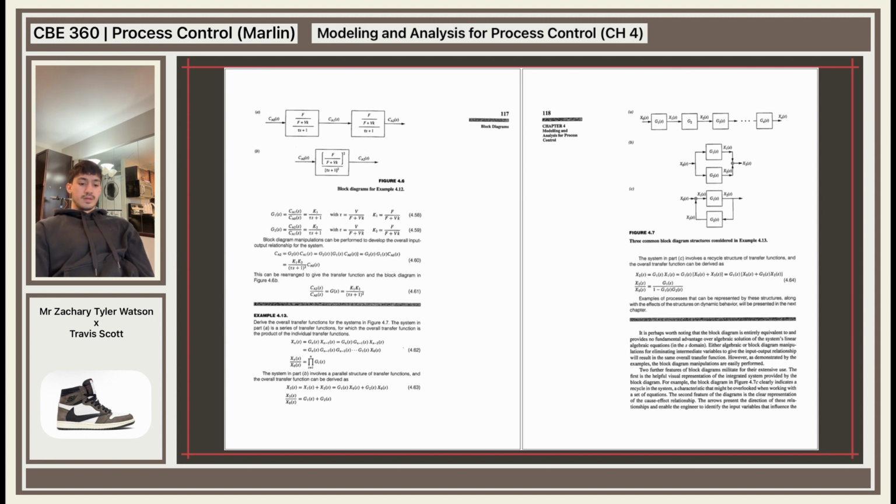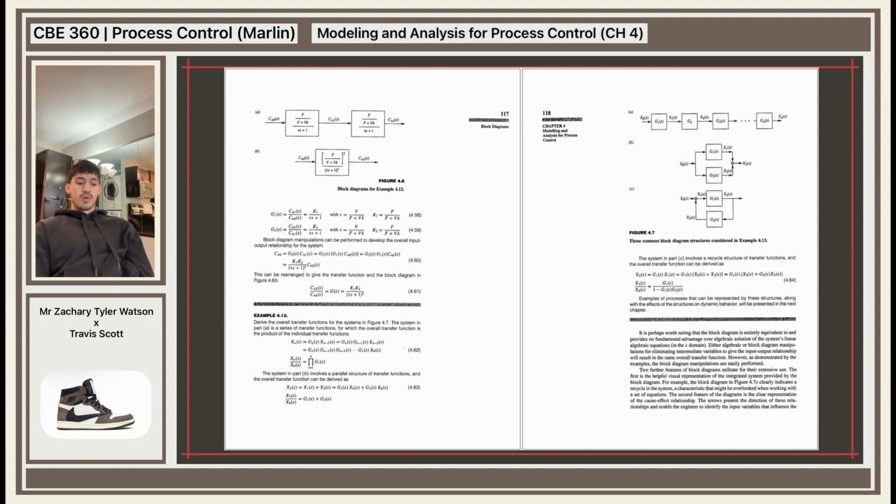So examples that can be represented by the structures of example 13, along with the effects of the structures on dynamic behavior, will be presented in the next chapter. It is perhaps worth noting that the block diagram is entirely equivalent to and provides no fundamental advantage over algebraic solution of the system's linear algebraic equation in the s domain. So either algebraic or block diagram manipulation for eliminating intermediate variables to give the input-output relation will result in the same overall transfer function. However, as demonstrated by the examples, the block diagram manipulations are easily performed.